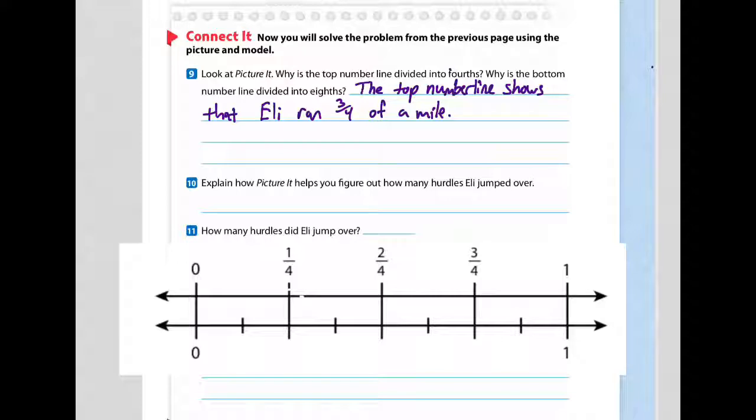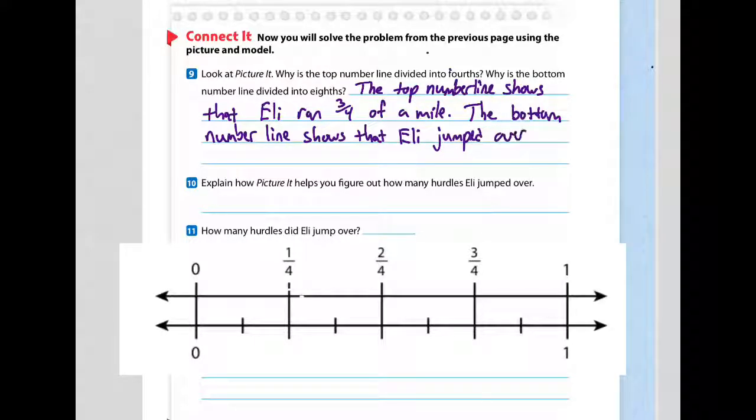So the bottom number line shows that Eli jumped over a hurdle every eighth of a mile. So I want you to think of it here. I'm going to get the red on. So imagine this red line is the 3/4 that he ran. So every eighth of a mile, he jumped over a hurdle. So think of each of these marks like a hurdle.